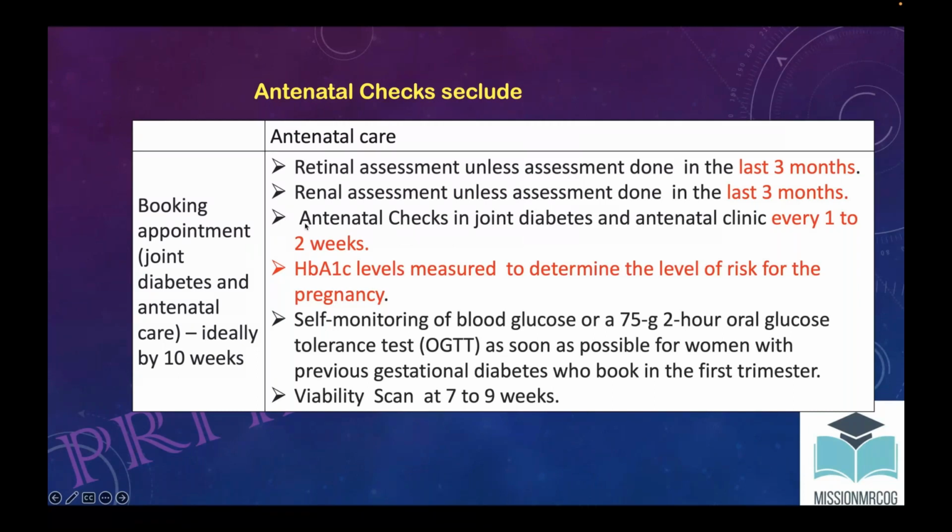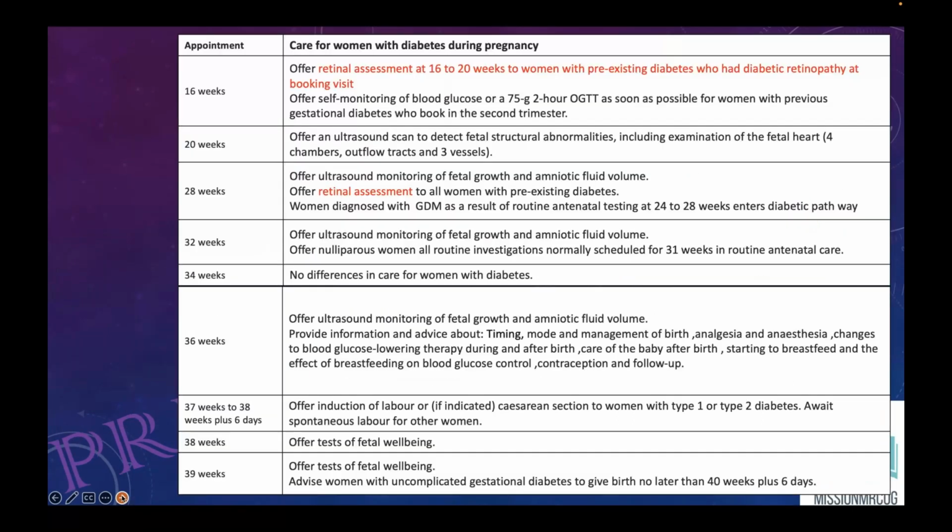Now, at the 16 weeks visit, if the first visit retinal test was abnormal, they will redo it, okay. And if the patient with GDM is coming to you at 16 weeks, OGTT is to be done to know whether pre-existing diabetes is there. At 20 weeks, we already know there would be the 20-week scan, where they will see 4 chambers, outflow tract, and 3 vessel. At 28 weeks, there will be retinal assessment for patients who had previously existing diabetes, and at 28, 32, and 36 weeks there would be growth scan, that we already knew.